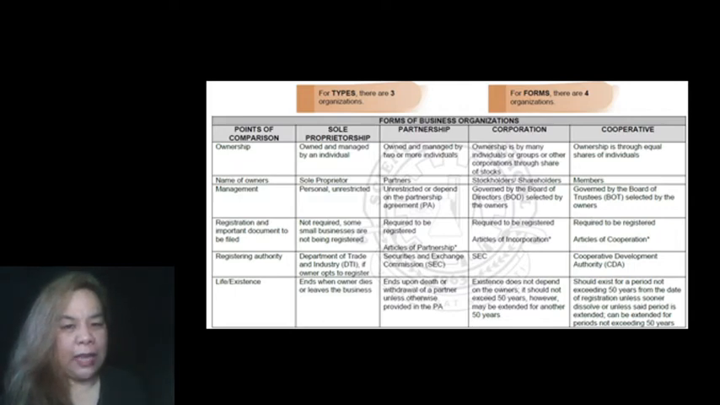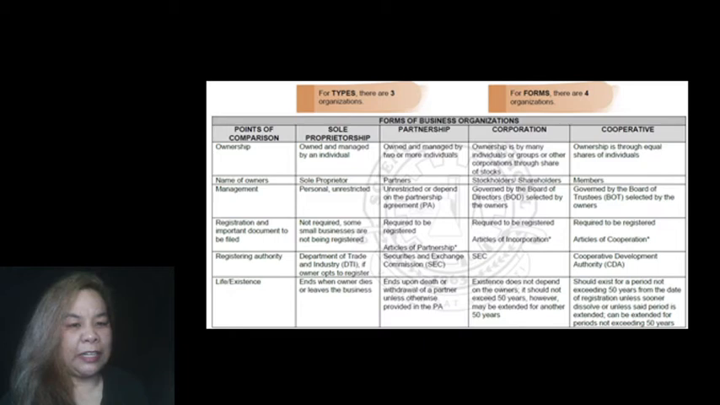In terms of management, a sole proprietorship type of business could be unrestricted, meaning the owners can actually hire someone to manage the business, or the owner himself can manage the business. For partnership, it's also unrestricted. Partners can actually hire people to manage the partnership, or it can be agreed upon and be in their partnership agreement.